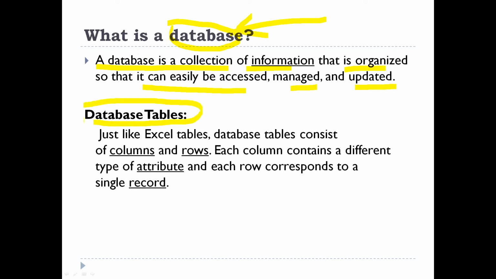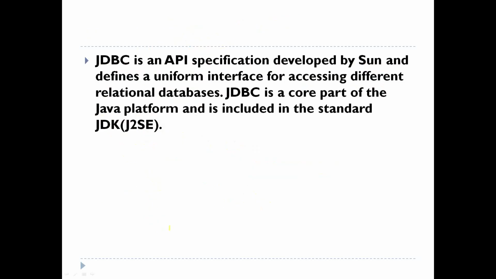Coming with database tables. Tables are just like Excel tables, Excel sheets. In database table, it consists of two things. One is columns and we have rows. Each column contains a different attribute. Attribute in the sense it is having a type. It has some type. Each row corresponds to some record. So rows are nothing but normally they are said as records. Okay.